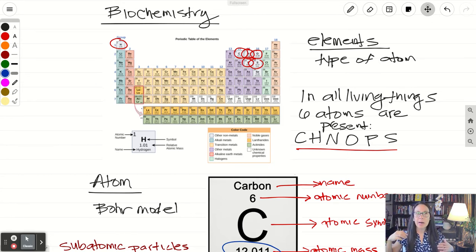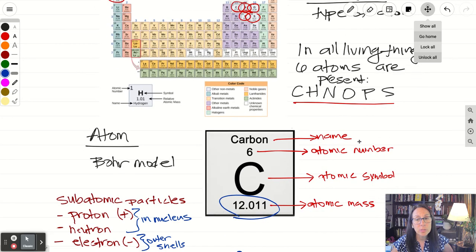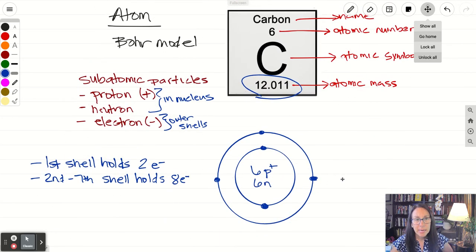All atoms like their outer shell to be full. That's when they're the most stable. This atom right here, carbon, is not stable like this, and you would never see carbon in the environment like this because it's unstable. So what it wants to do is fill in this outer shell with more electrons. And the way that it's going to do that is by joining up with other atoms. And we're going to talk about that in a minute.